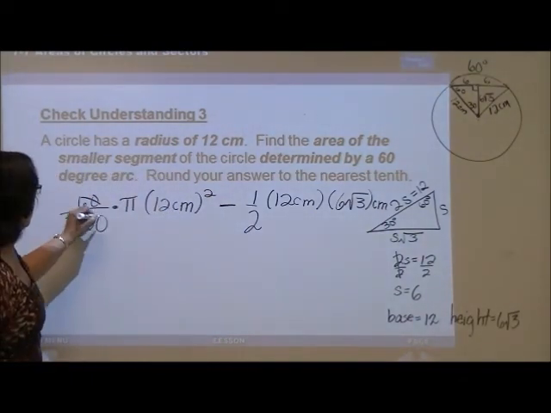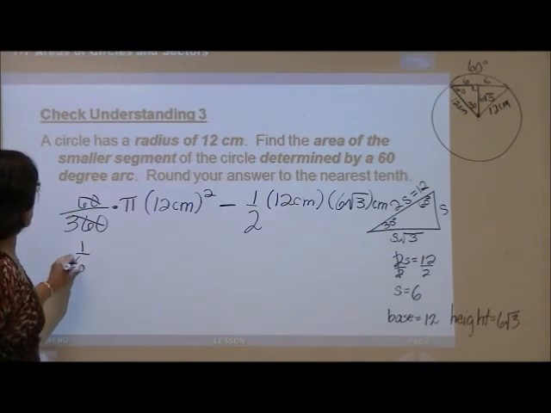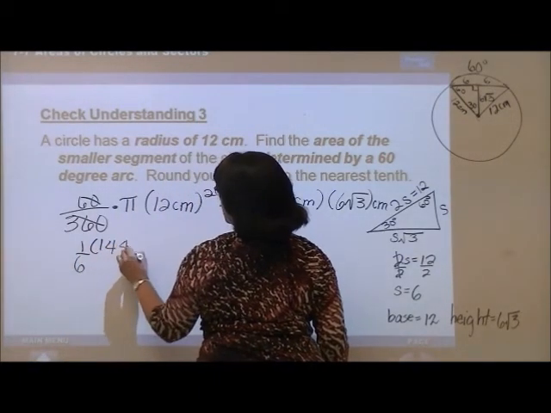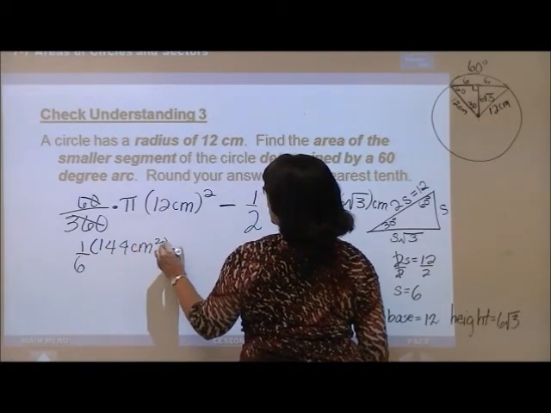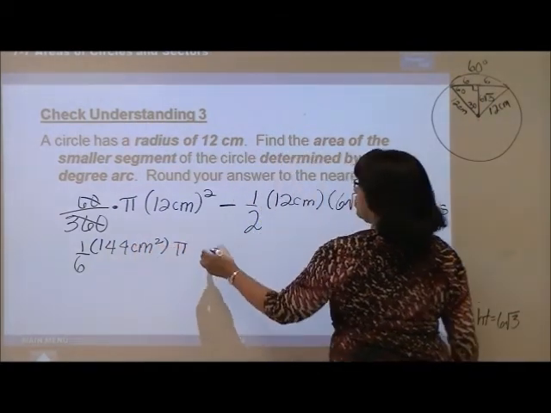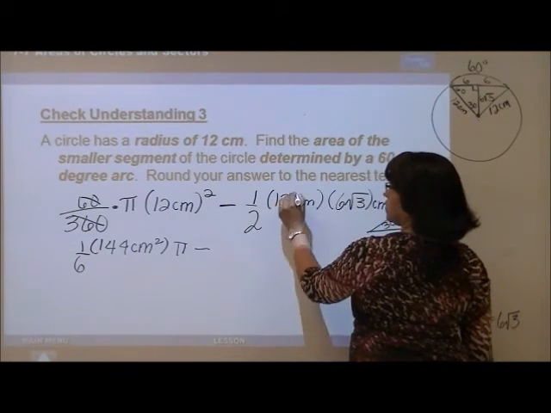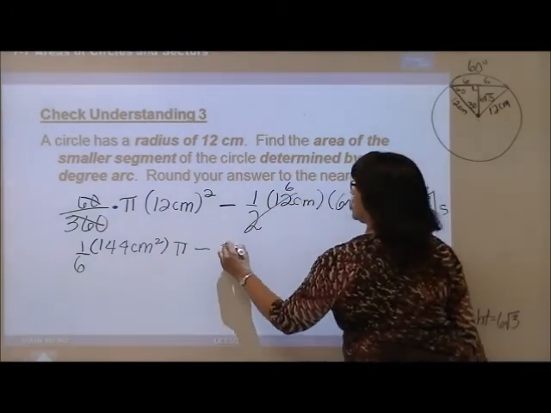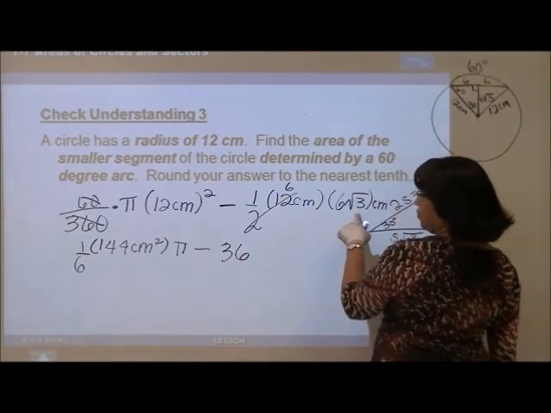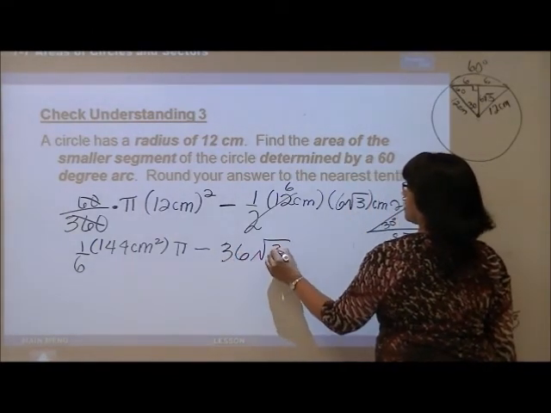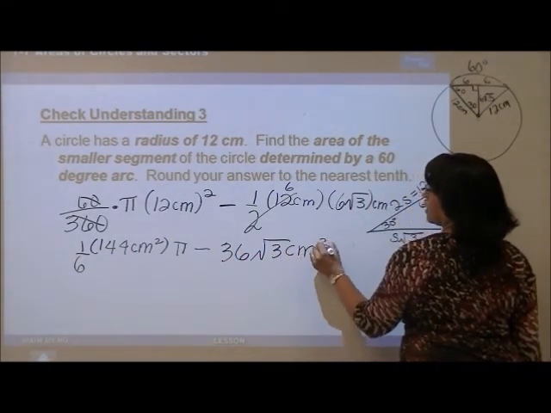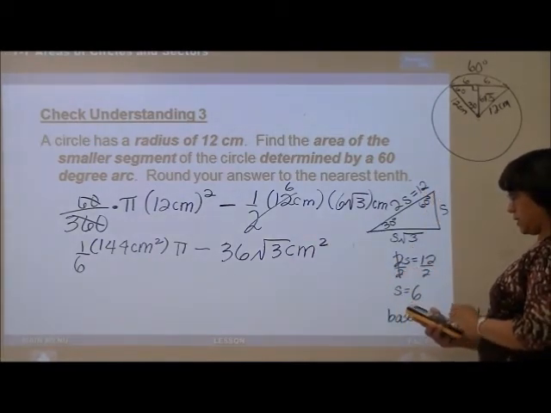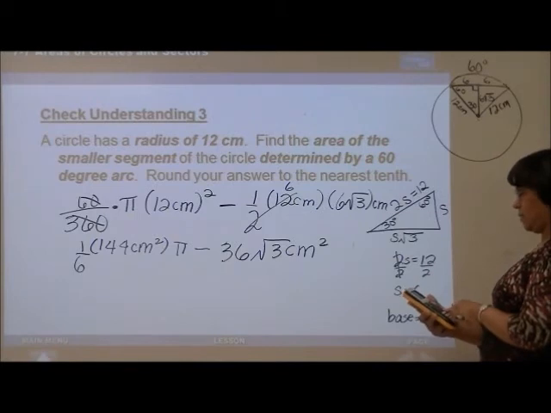So we know 60 divided by 360 is really 1/6, times 12 squared, which is 144. And you also know that half of 12 is just 6, and 6 times 6 is 36 square root 3. Okay, so now we can work it out from here. Take your calculator, do what you need to do.